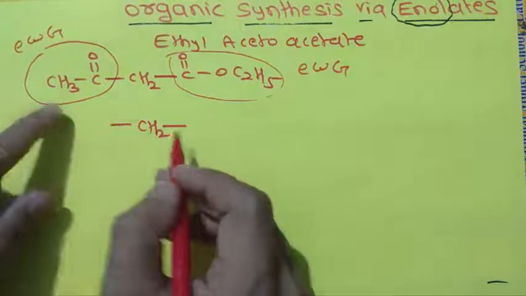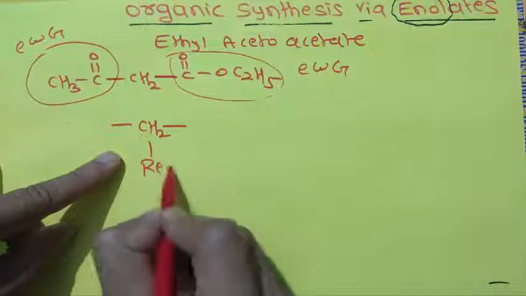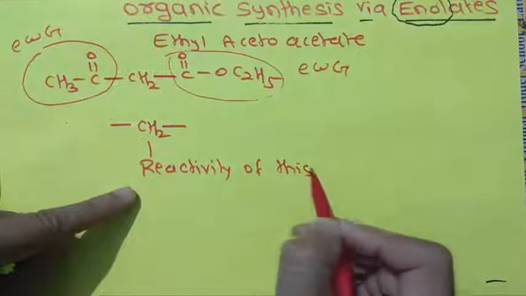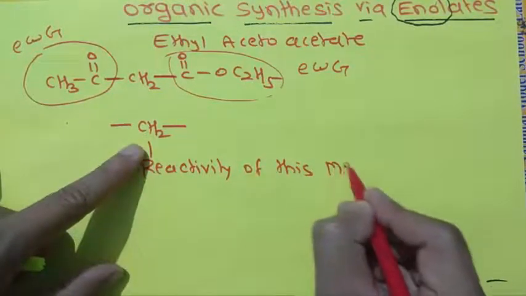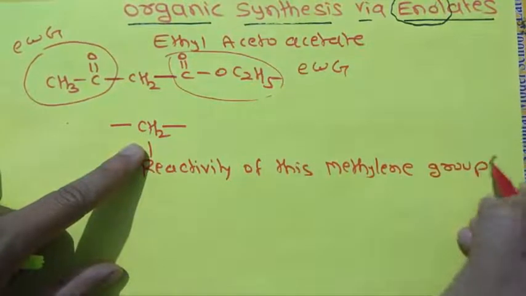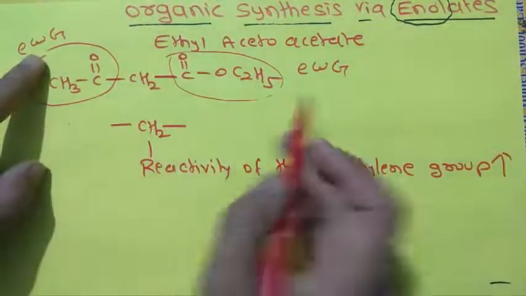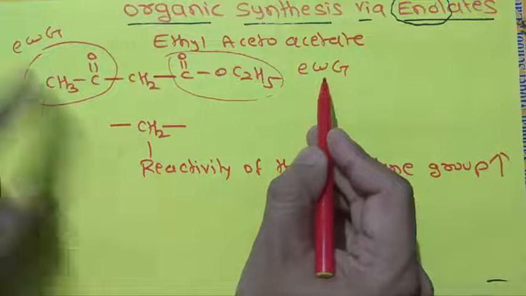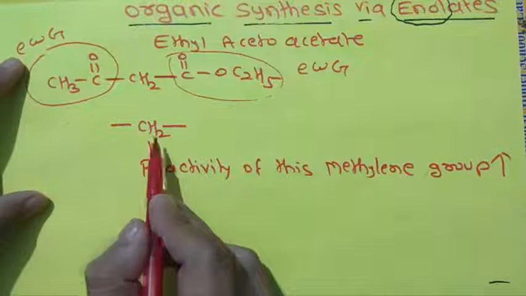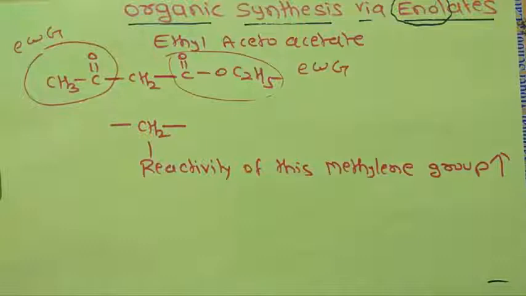Whenever this CH2 group is present in between two electron withdrawing groups, the reactivity of this methylene group increases. Why does it increase? Because it is present in between the two electron withdrawing groups. The reactivity of this CH2 group, the methylene group, increases due to the presence of the two electron withdrawing groups.